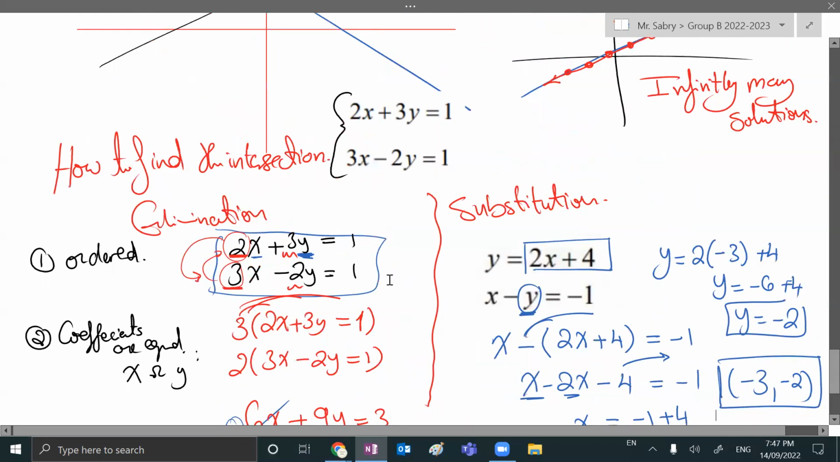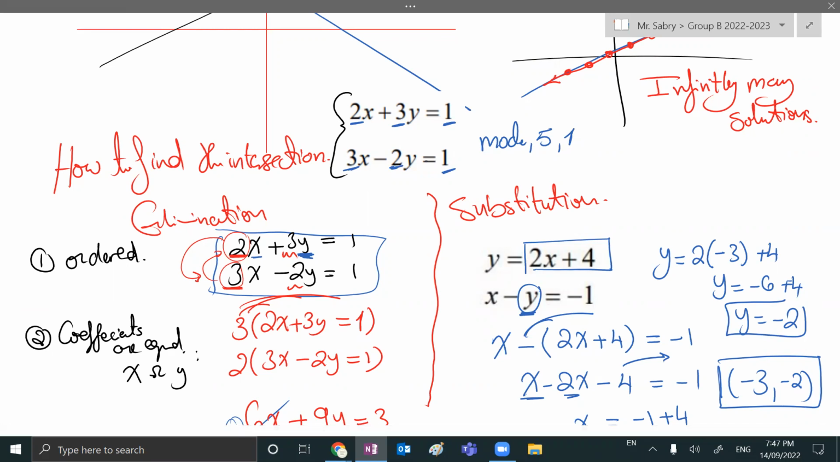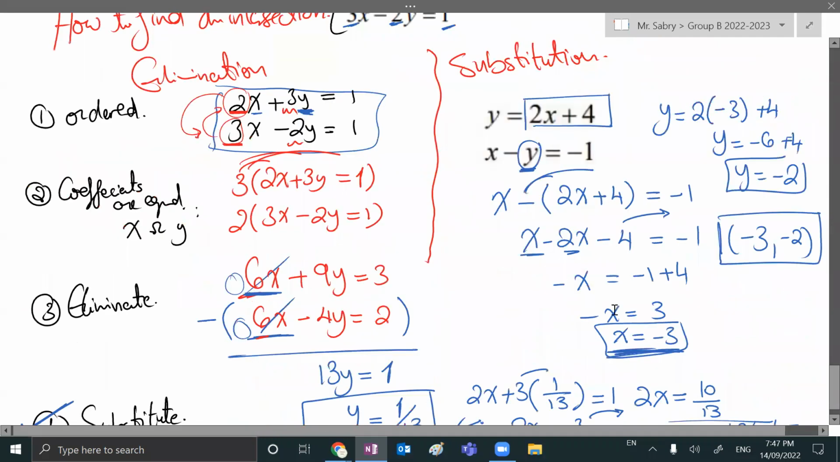Finally, you can solve any of those by the calculator using mode 5 and then 1. And in that case, you're just going to write the coefficients as 2 and then equal 3 and then equal and then 1 and then equal 3 and then equal negative 2 and then equal and then 1 and then equal. It will give you x and then y. Are we clear about all different methods regarding systems of equations? Yes. Awesome.